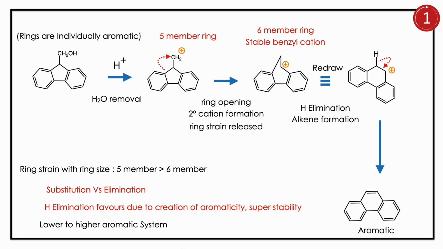So it forms. If you redraw nicely, you have a 6-member ring with a cation and the possibility of aromaticity. So higher aromaticity is established because the final product is phenanthrene by hydrogen elimination. So the alkene formation creates the aromaticity here. Here many factors are there. You are going from a lower aromatic system to a higher aromatic system, and you are releasing the ring strain. You are making a 5-member ring into a 6-member ring.